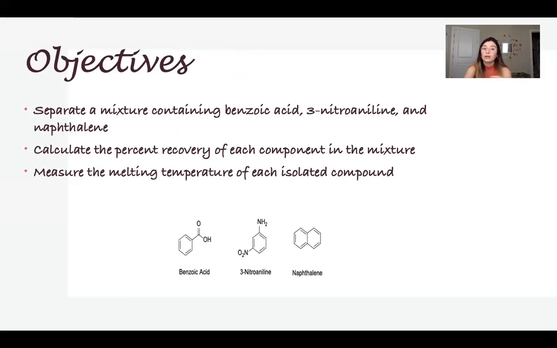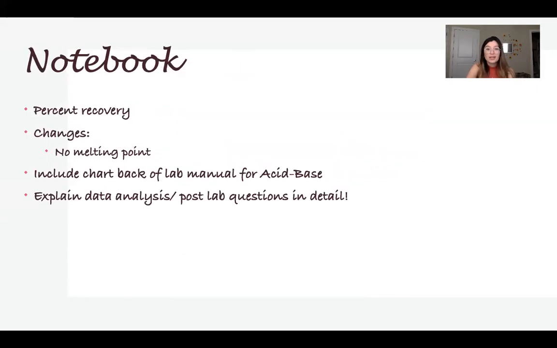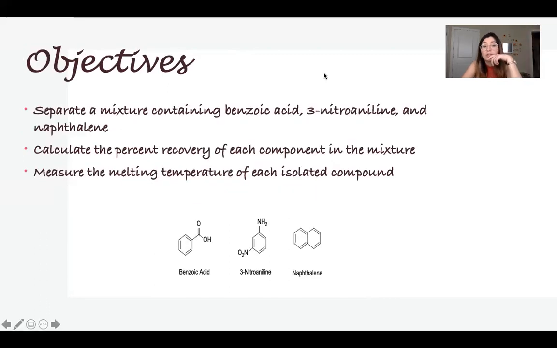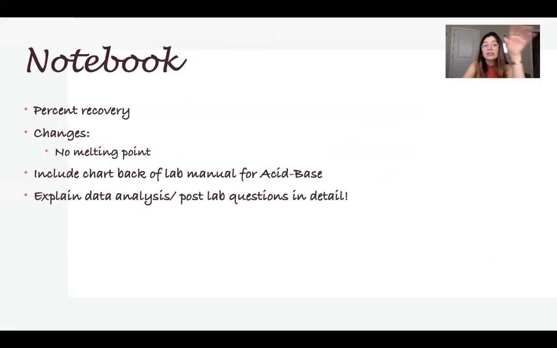Okay, we're going to be calculating the percent recovery of each component in the mixture, and we're going to measure the melting point, the melting temperature of each isolated compound. So you should include these objectives in your purpose, your notebook. Your notebook should include your percent recovery for your pre-lab calculations and post-lab calculations. For changes, there's going to be no melting point. I know I said there's going to be a melting point here for objectives, so just add it into your purpose, but in changes, put no melting point.